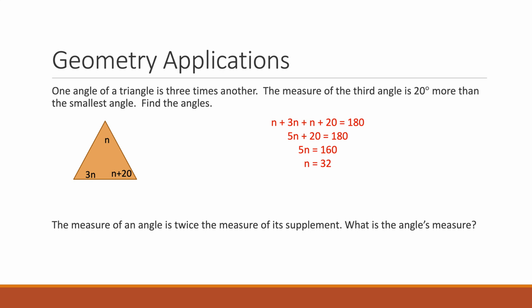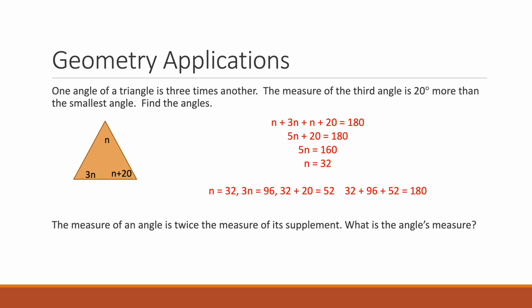I mentioned a couple of times now that the really cool thing is that you can kind of check yourself here. So if n is 32, the next one is 3 times 32, which is 96. And the last one is 32 plus 20, which is 52. So that's what I think the answers are. 32, 96, and 52. And then I add up 32, 96, and 52, and I get 180. And booyah! You know you got that right.